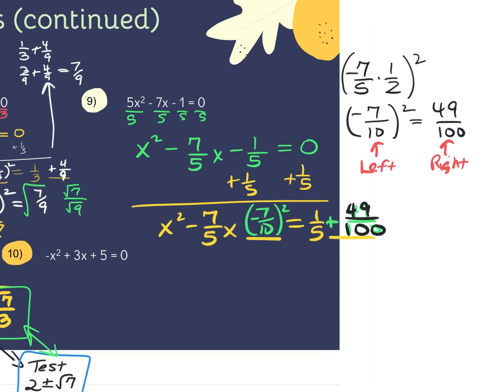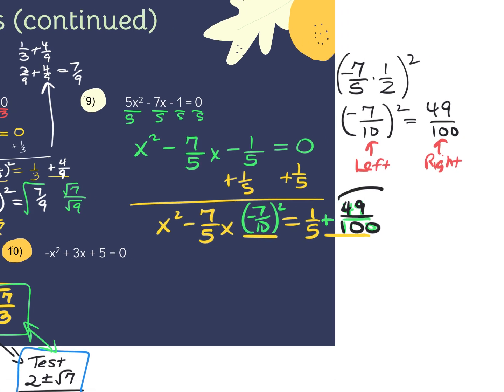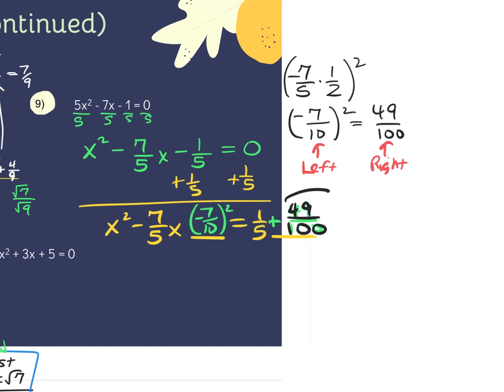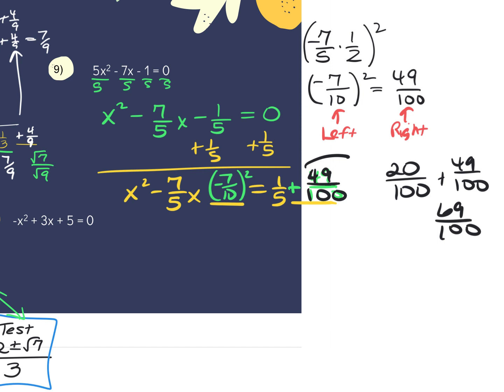All right, so now on this side, I need to find a common denominator. It's going to be 100. So I'm going to change the 1/5 into 20 over 100. So 20 over 100 plus 49 over 100 gives me 69 over 100. So now I factor: x minus 7/10 squared is equal to 69 over 100.